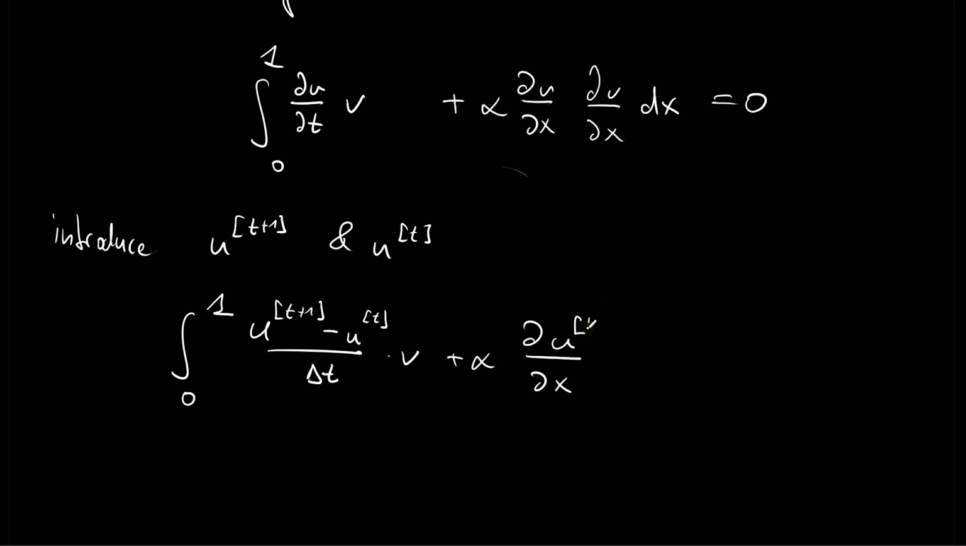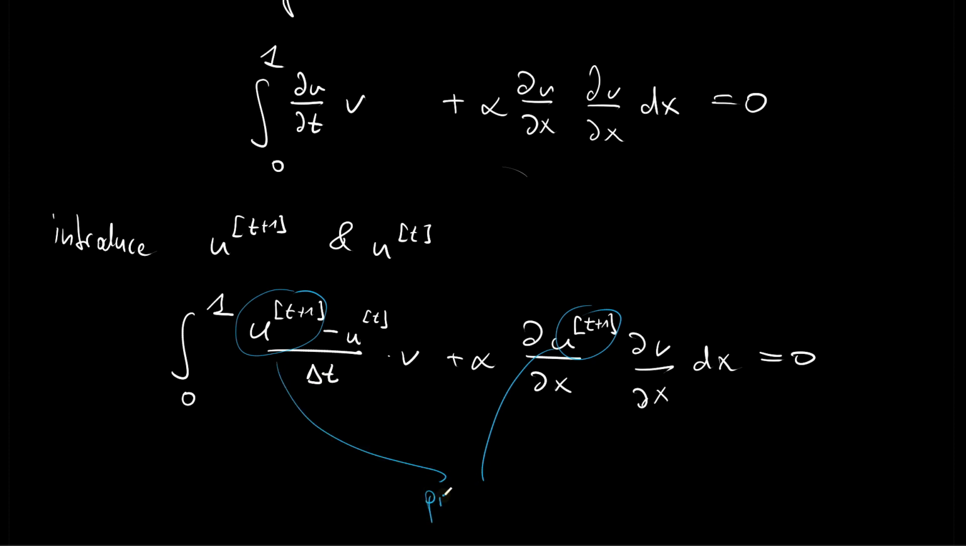So we will choose it also from the next step in time, multiplied with the derivative of v with respect to x, and then dx is equal to 0. And this v here does not require a time step index. And now you have to think of that as before our primary unknown was u, and now our primary unknown is u at t plus 1. So this will now be our primary unknown.